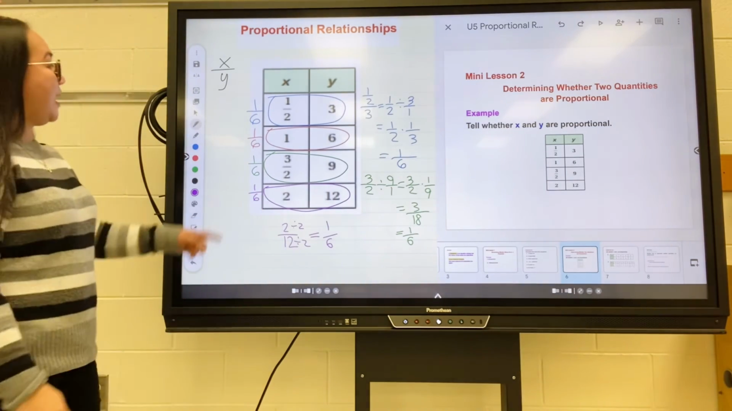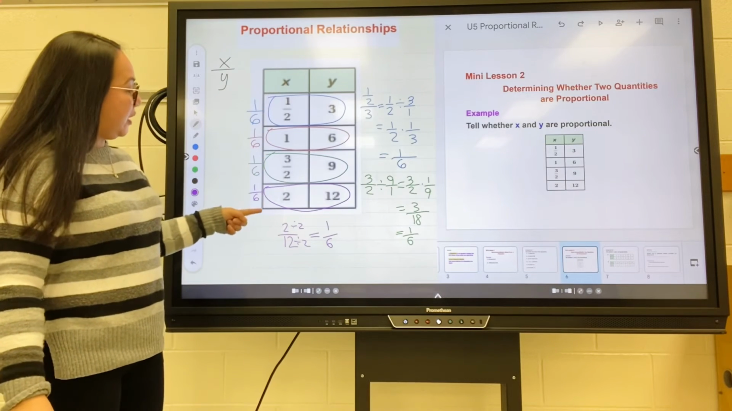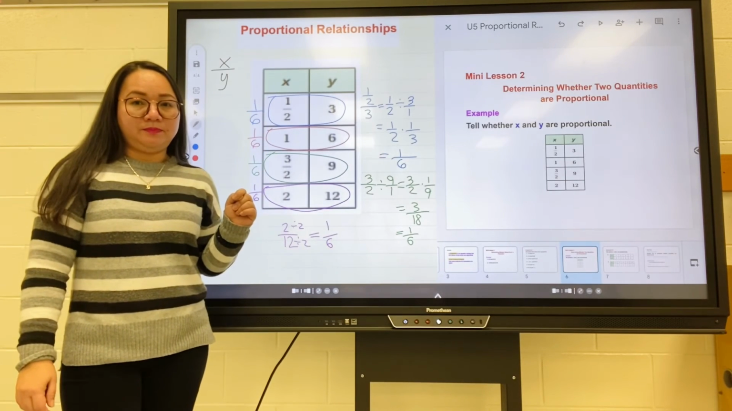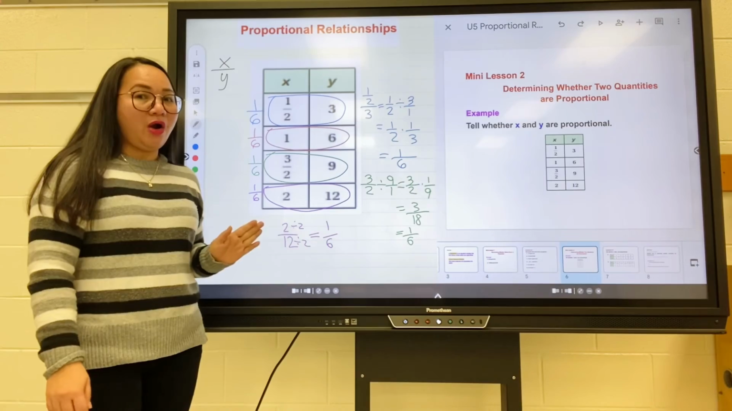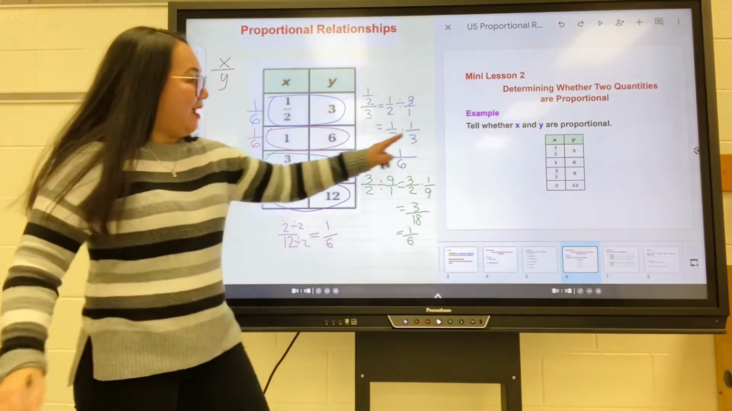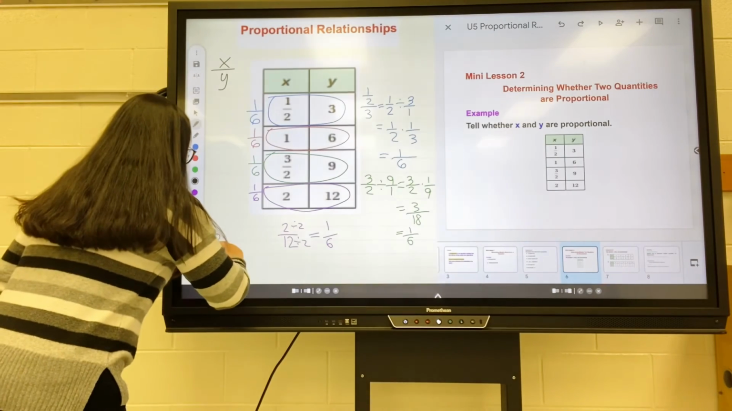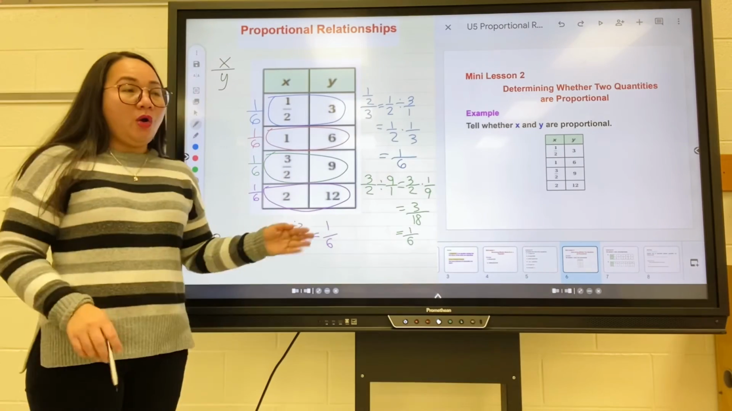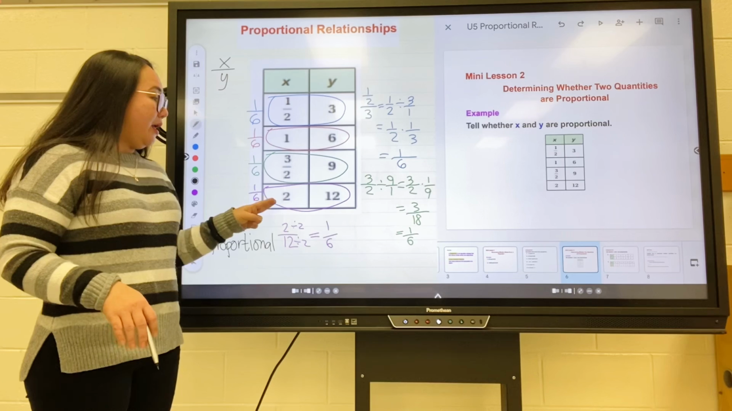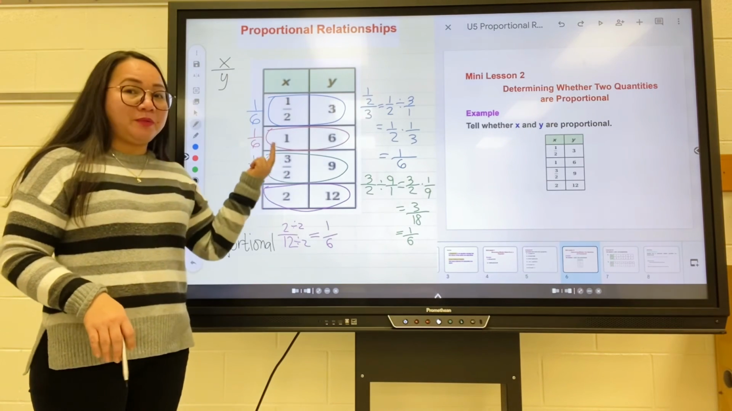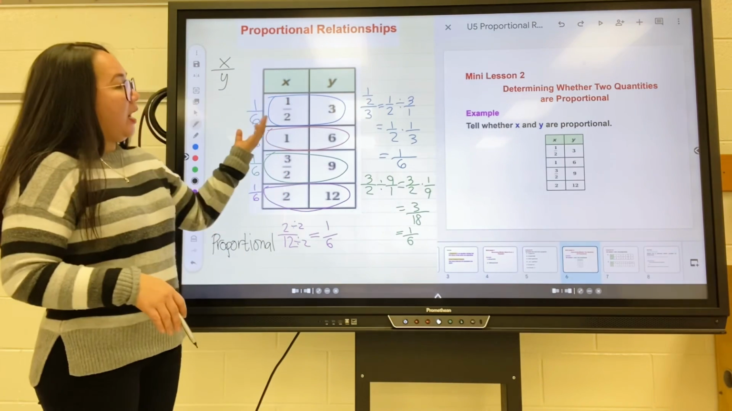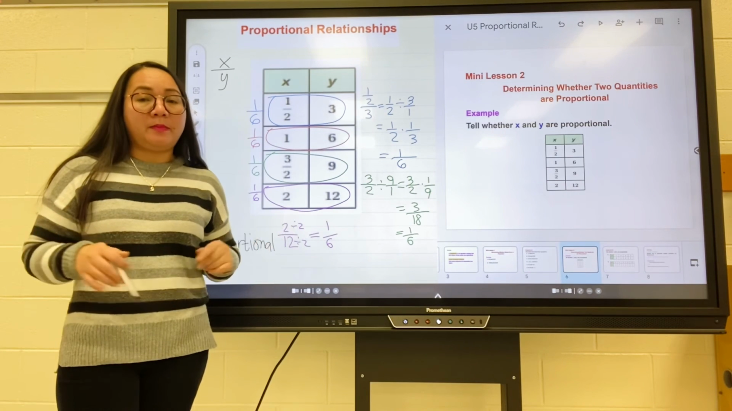Now you notice that all of these have the same answer, which means they are proportional. This x and y in this example are proportional. If there is any pair whose answer is different from the rest, that means x and y do not form a proportion.